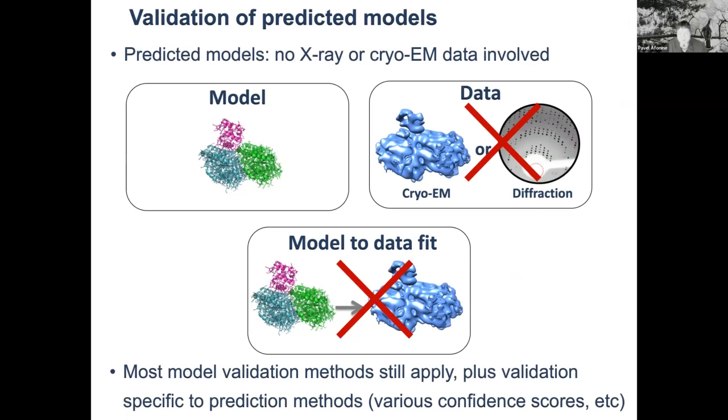I'm talking about the case where you just have a predicted model with no experimental data. In that case, the answer is, you still have a model, and the model doesn't care what method you use to determine it. An alpha helix has alpha helix geometry, no matter what method you use to determine it, right? So most model validation methods still apply, plus some validation specific to prediction methods as well.